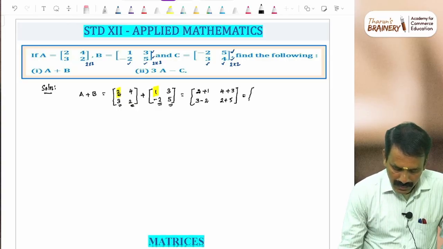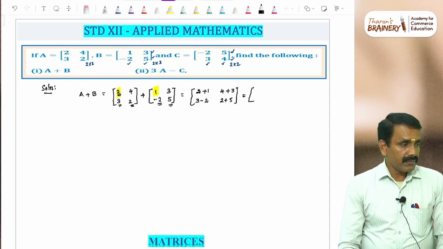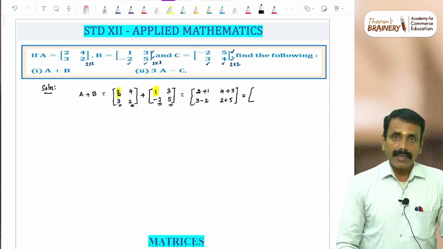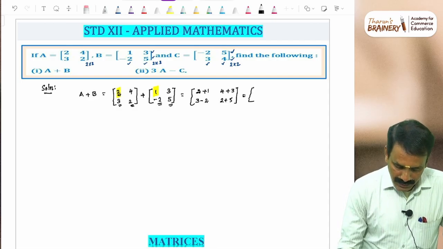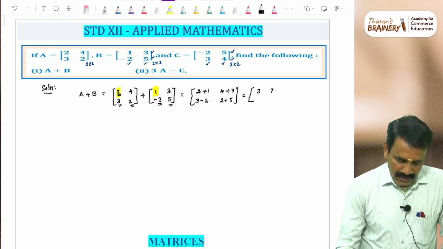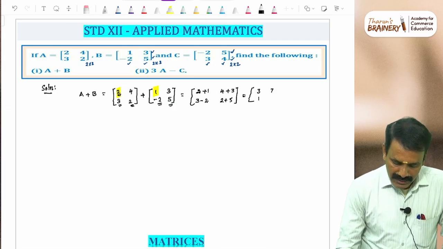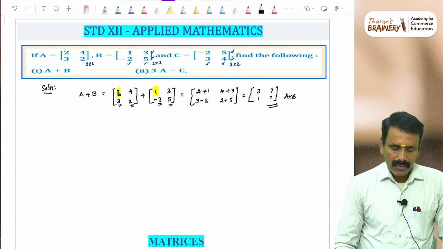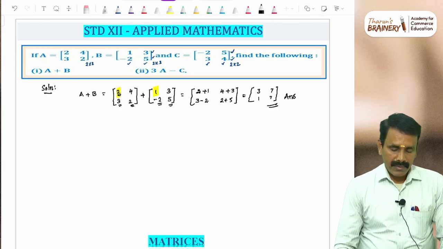So, what is the answer now? These two elements are going to have the same sign. So, we add: 2 plus 1 is 3, 4 plus 3 is 7, 3 minus 2 is 1, 2 plus 5 is 7. So, this is the value of the A plus B matrix. So, we found out what is the value for A plus B.